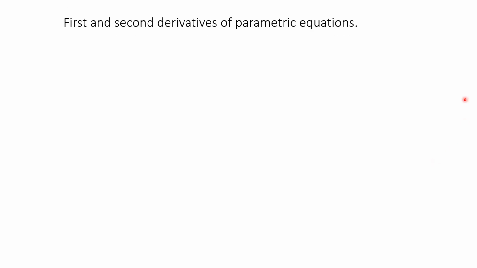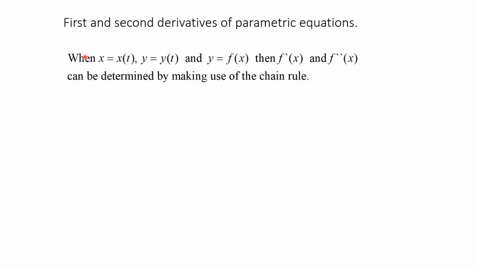So now we will look into how to determine first and second derivatives of parametric equations. When you have x in terms of t, y in terms of t, and y is f(x), then it's possible to determine f′(x) and f″(x) by applying the chain rule. So for example, f′(x) is dy/dx. So dy/dx can be obtained by using the chain rule, dy/dt multiplied by dt/dx, because we can determine dy/dt from here.